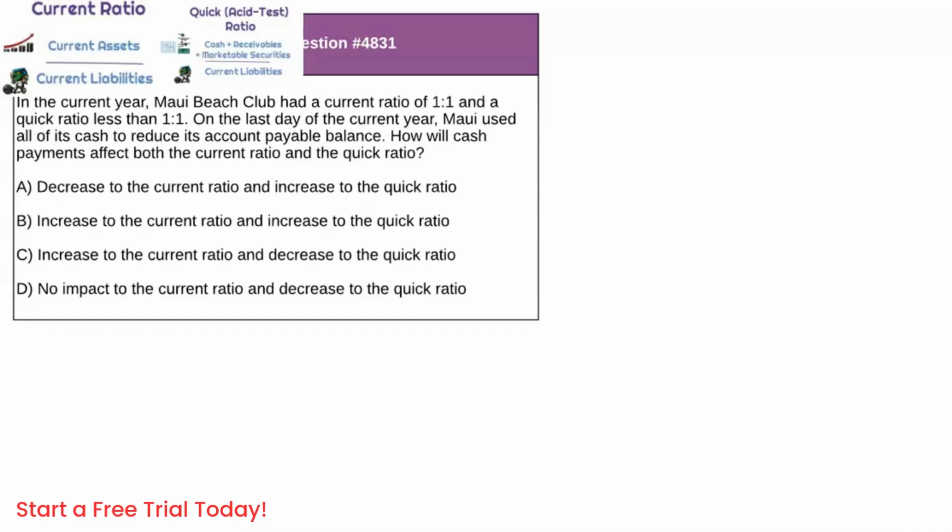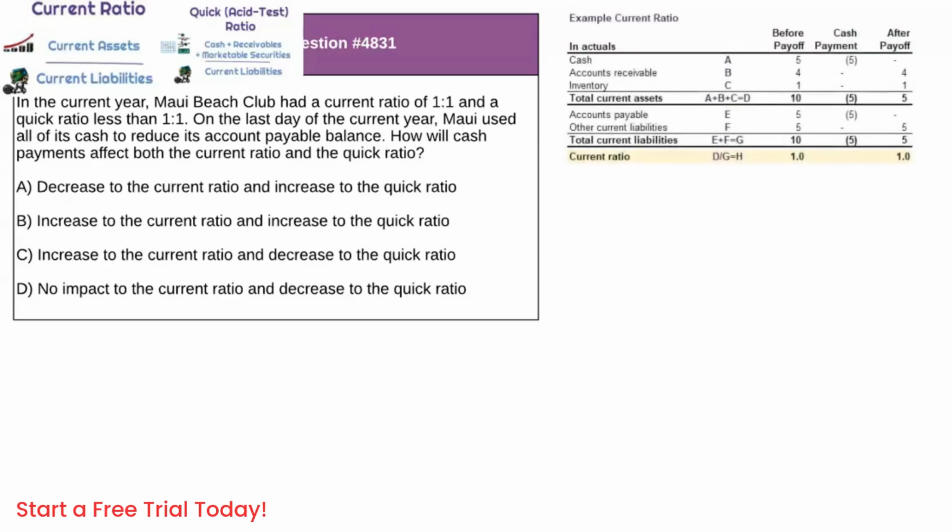Now, some people can visualize all this playing out in their mind and they don't need to do that. But I'm going to do it for this question so that we can visually see how those ratios are impacted. So on the top right, we'll start with the example current ratio, right? So what I did is I plugged in 5 for cash, accounts receivable has 4, and then inventory has 1, right? So total current assets of 10.